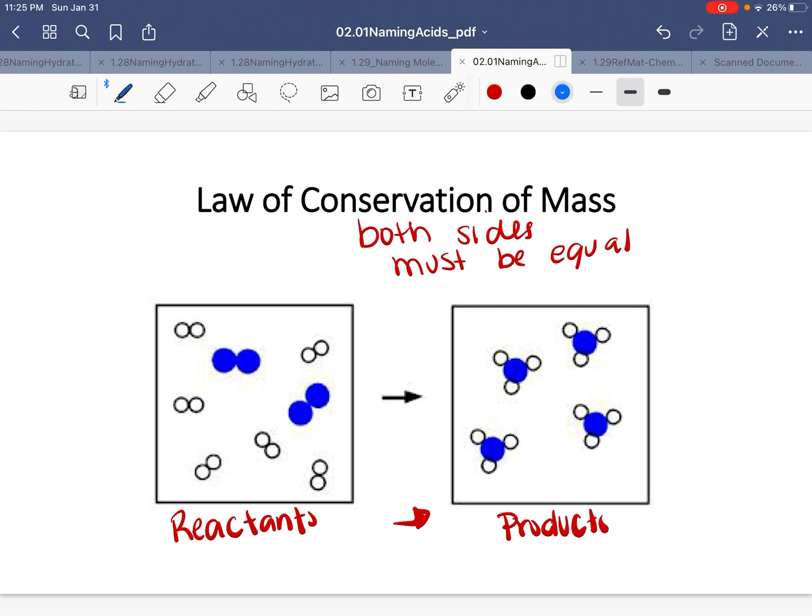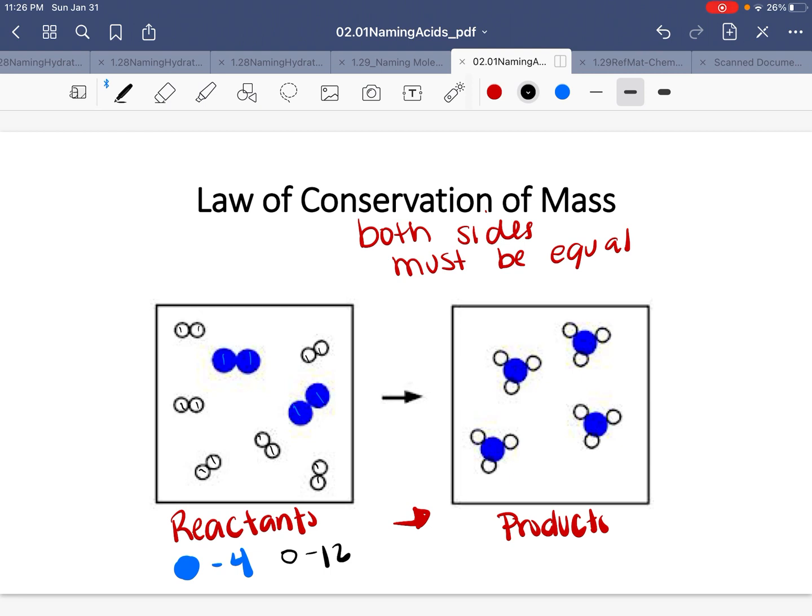Here we have 1, 2, 3, 4. So I'm going to put that I have 4 dark colored, and these pairs, or these little white ones, I have 1, 2, 3, 4, 5, 6, 7, 8, 9, 10, 11, 12. I have 12. So on my reactants, I have 4 dark blue molecules and I have 12 small white molecules.